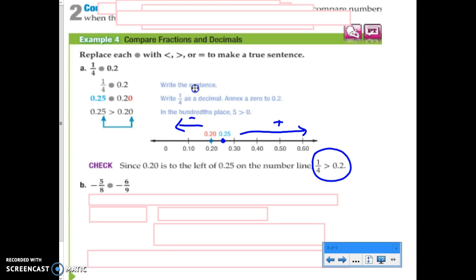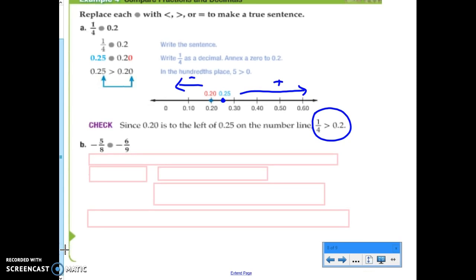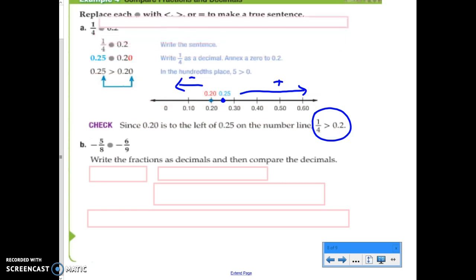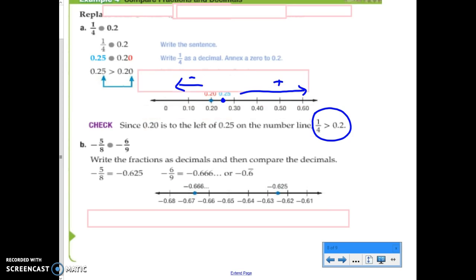All right, taking a look at B, it says -5/8, and we're comparing that to -6/9. So the first thing that you need to do is to write the fractions as decimals and then compare those decimals. So if I take 5 and divide it by 8 on my calculator, I know I'm coming up with -0.625. If I take 6 and I divide it by 9 on my calculator, I come up with -0.66666 repeating, or negative just 0.6 with the bar notation over it.